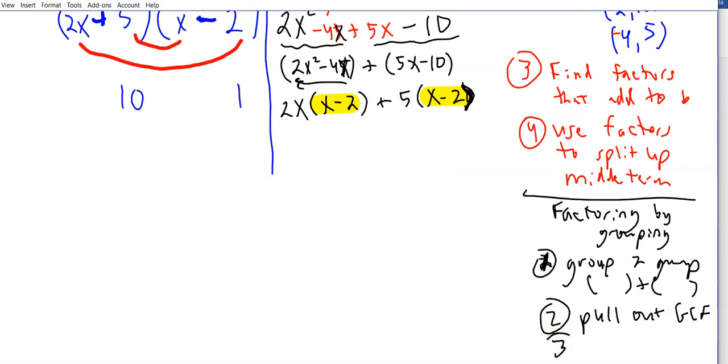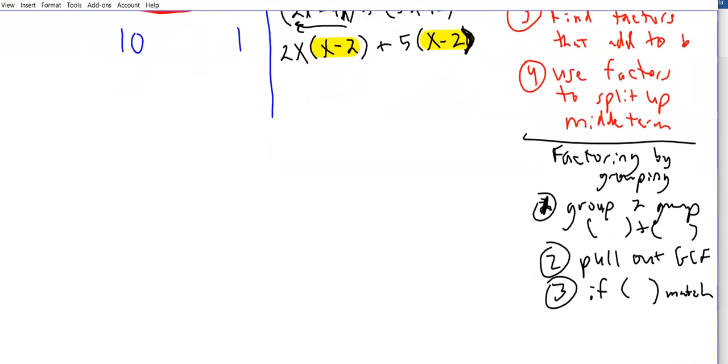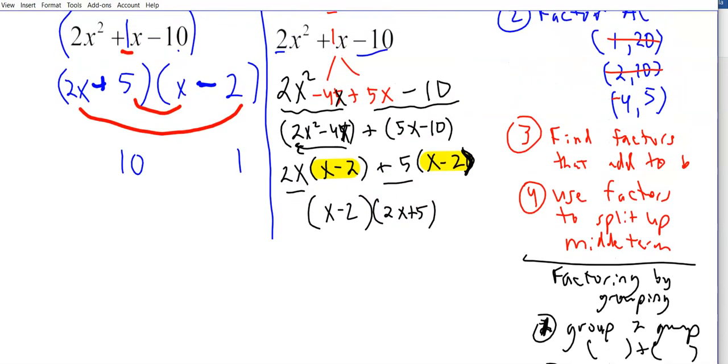So the third step is if the parentheses match, which they do, and you've only been successful if you can match the parentheses, then you regroup. You basically have factored, you just have to regroup it into factors. Taking out the GCF is x minus 2. The other one's whatever's left over here, 2x plus 5. And if you look, we got the same answer, 2x plus 5 times x minus 2. Different order, but that doesn't really matter in this case.